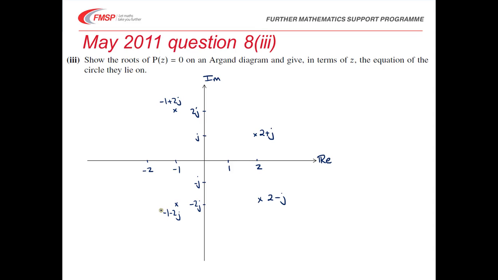Now we're told those lie on the circle, so all we need to do is to find the radius of the circle, which we can do by looking at one of the points. Let's take 2 plus j. So the modulus of 2 plus j is root 2 squared plus 1 squared, which is root 5. And so the equation of the circle is mod z equals root 5. And you can check that the other 3 roots also have modulus root 5.